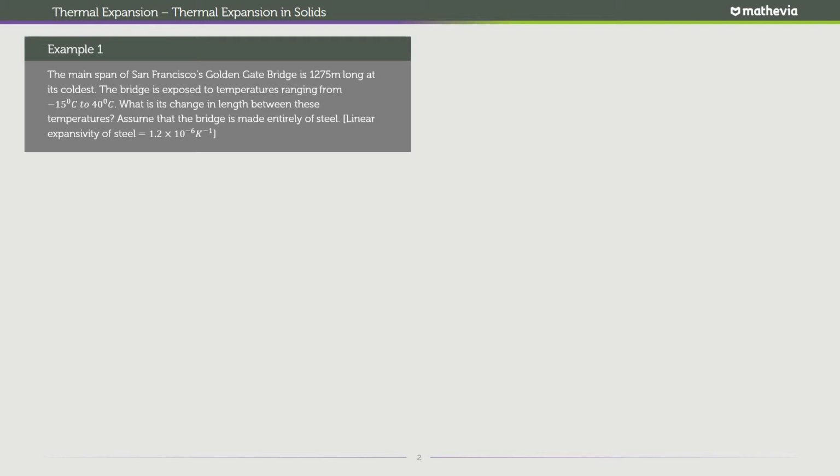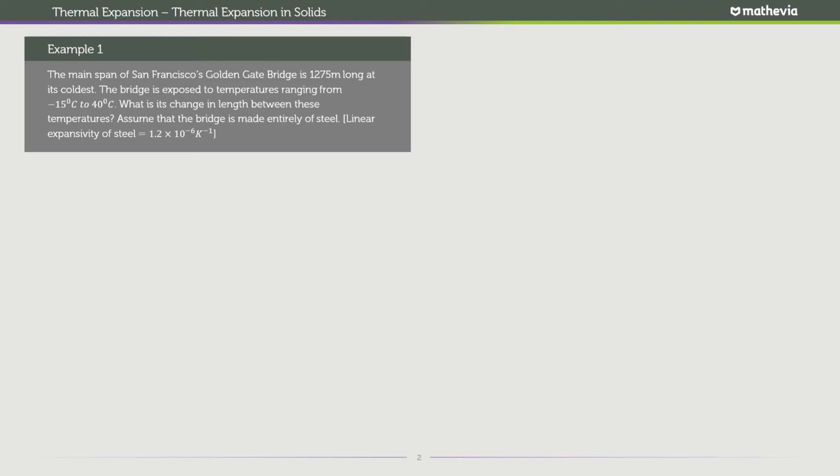Okay, so it goes between minus 15 degrees Celsius and 40 degrees Celsius. And basically we have that it is 1,275 meters long at its coldest. So this would be at minus 15 degrees Celsius. Okay, and we've been asked what is the change in length between these temperatures.